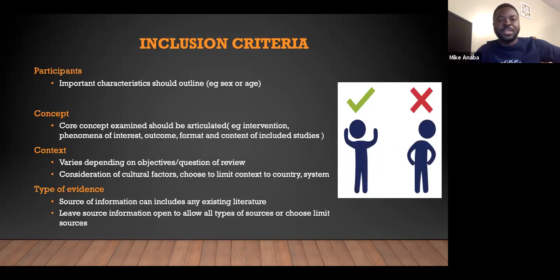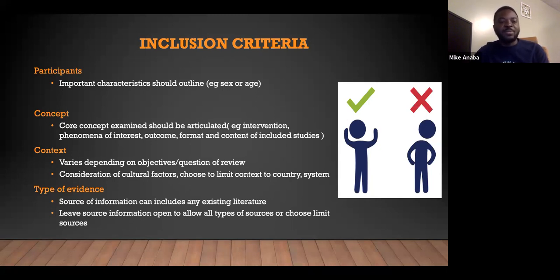Now let's look at inclusion criteria. And again, we're going to see those concepts again. Participants, and participants specifically refers to the important characteristics that should be outlined, whether by age. If I say youth, what age category of youth am I looking at? Am I looking from age 14 to 24, or from 15 to 30? So be very clear in terms of how you define your participants.